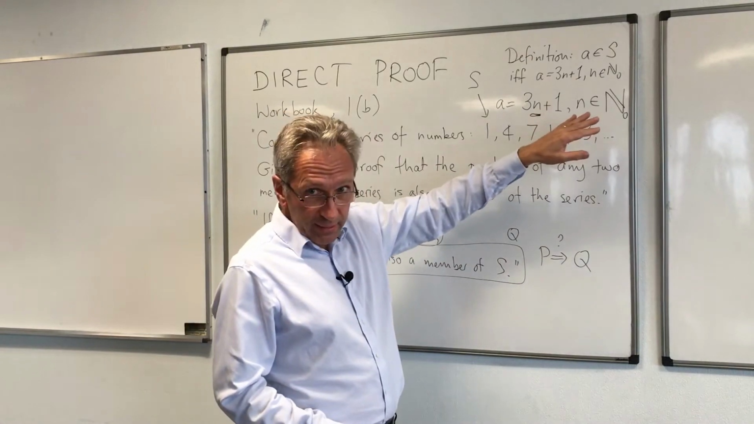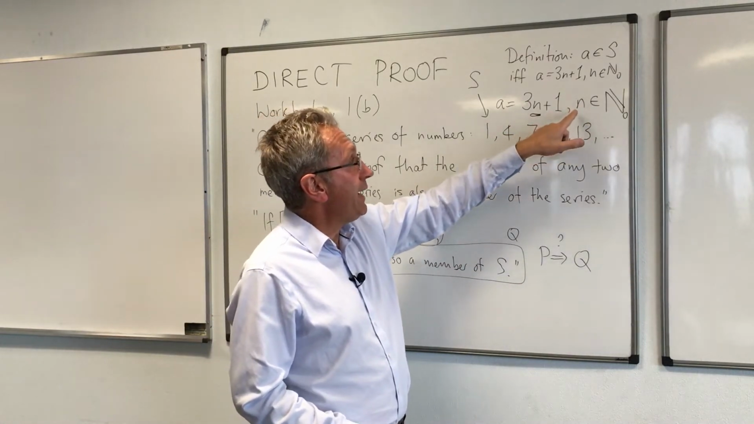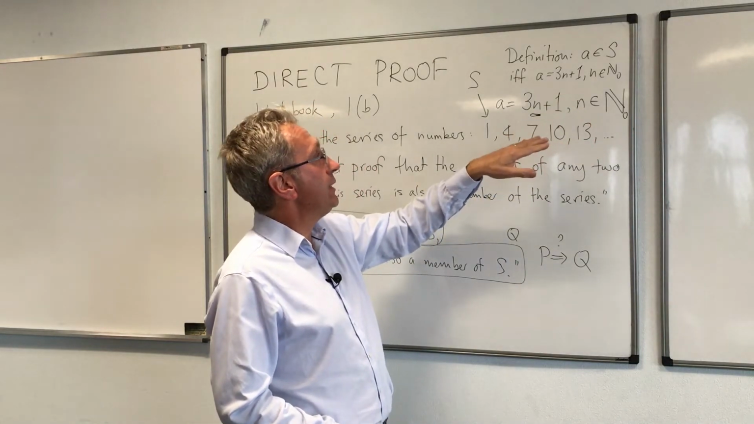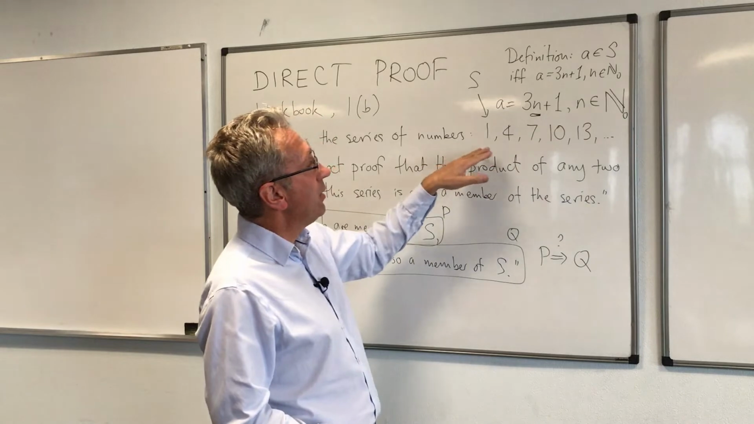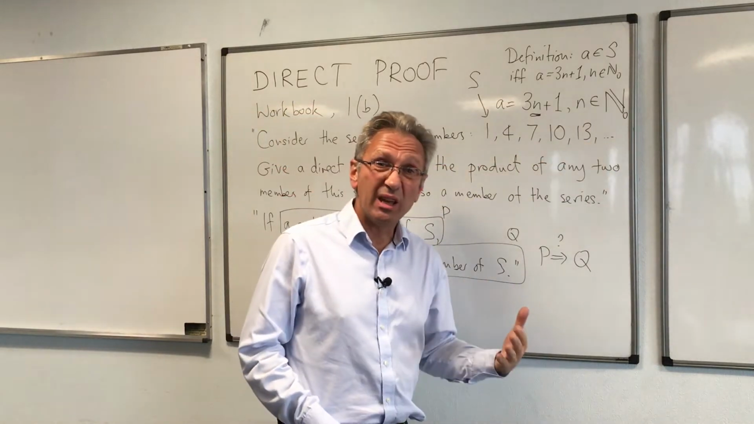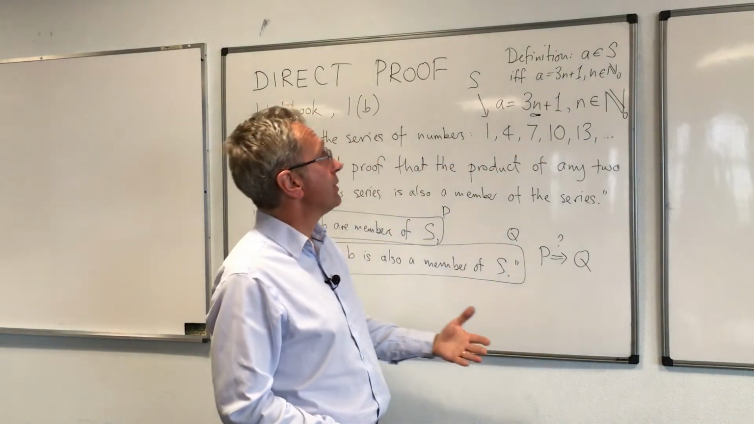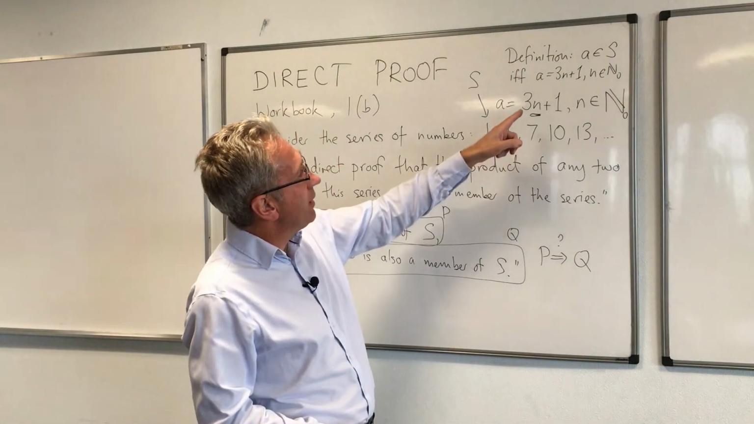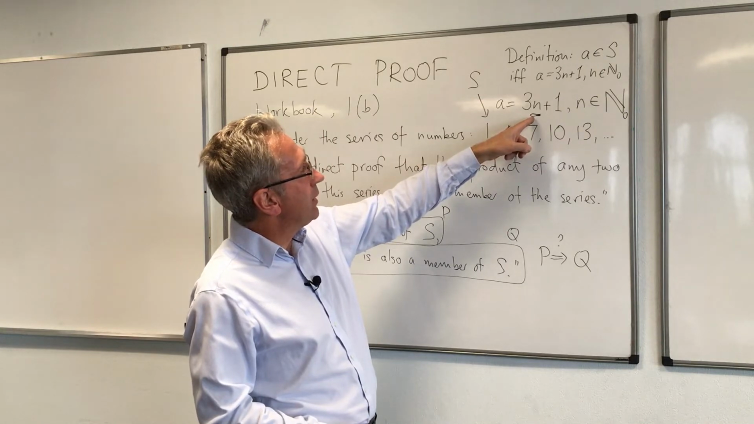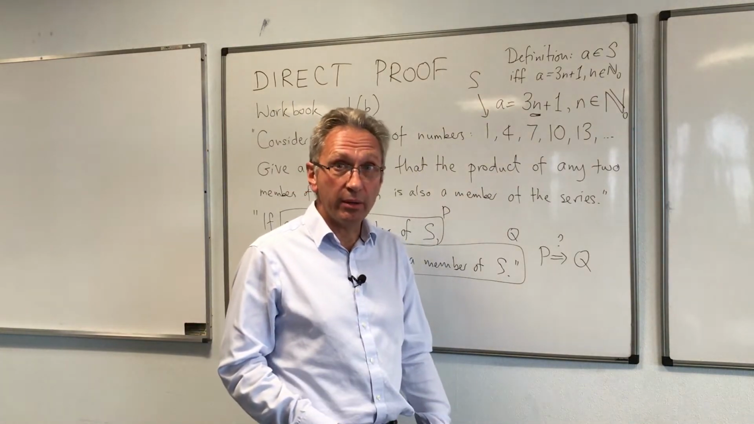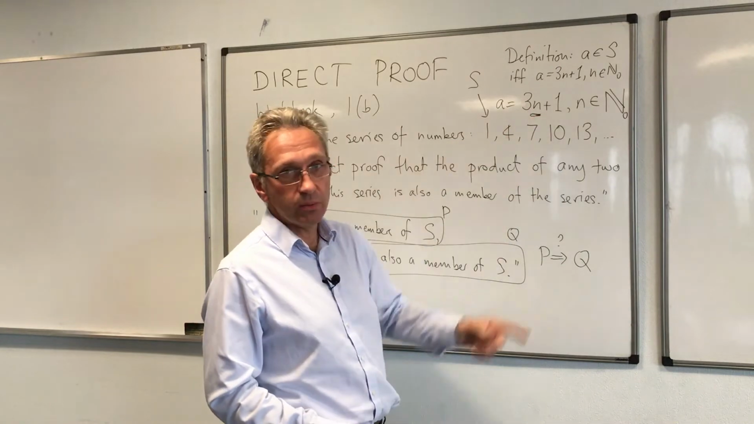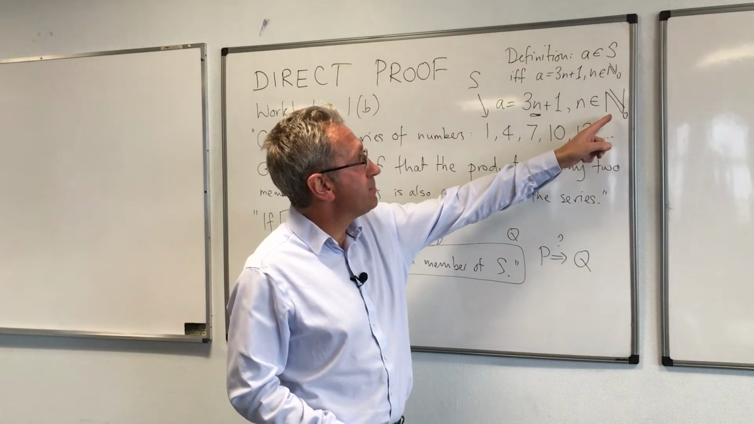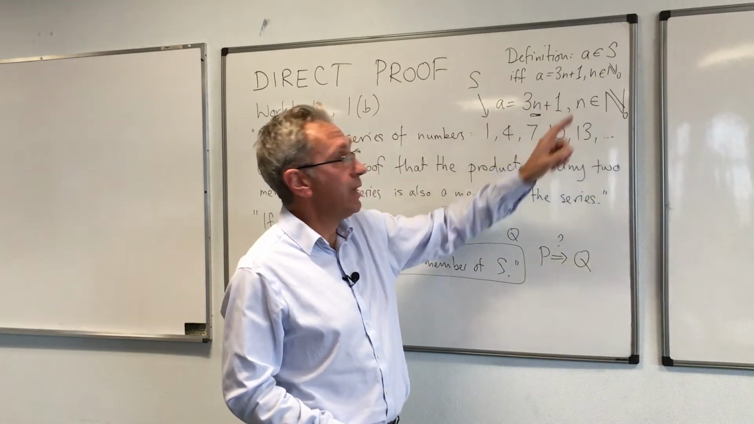Now what you might have done in your attempts at this is written n is a member of the integers. Now it's certainly the case that if I use the integers, I'll get all of these numbers, but I'll also get quite a few I don't want as well. So for example, minus 1 is a member of the integers, and if I plug minus 1 into that formula, then I get minus 2 out as a result. 3 times minus 1 plus 1 is minus 2, and that's not a member of my series. So you have to be very specific about what values n can have.